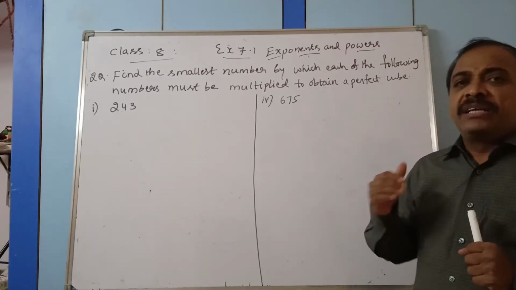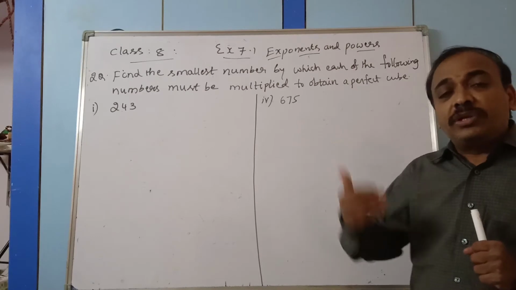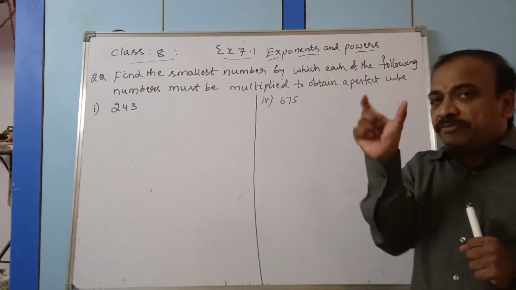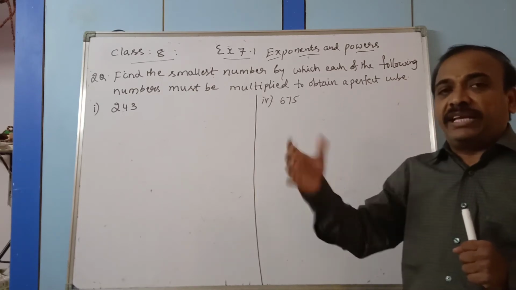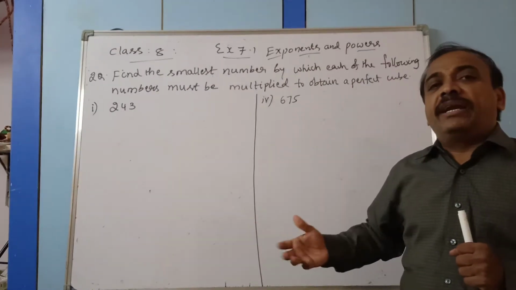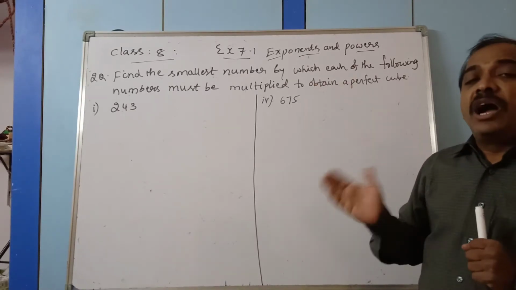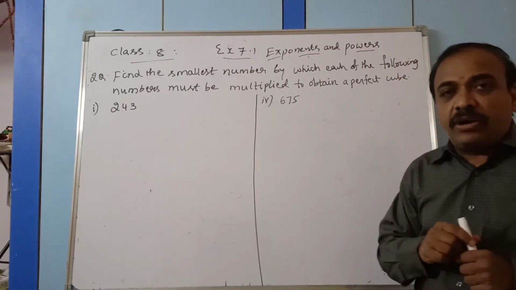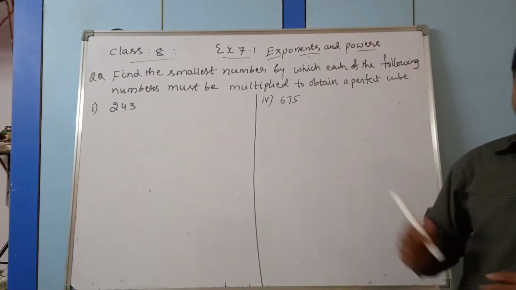For that, we follow the same procedure, that is prime factorization. Through the prime factorization, you have to make the factors into triples, each three factors as one group. 2 into 2 into 2 is one group, 3 into 3 into 3 is one group. Like that we make triples and see what is left over, how many are required to get a perfect cube, and then we multiply with that. You will understand with the example, question number 2.